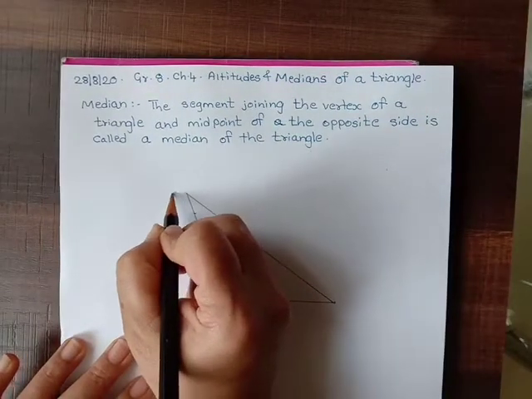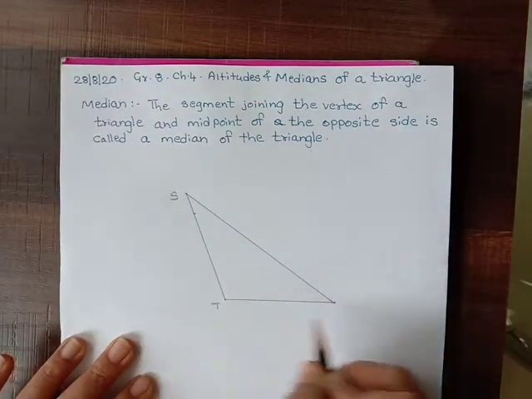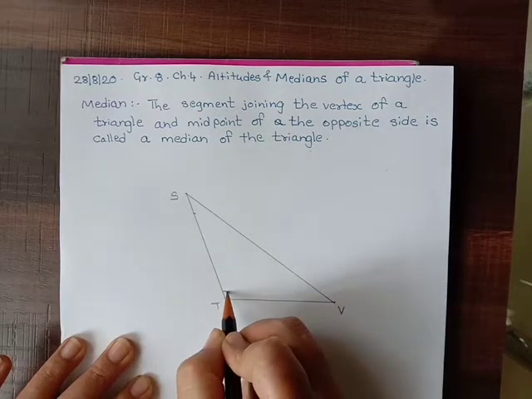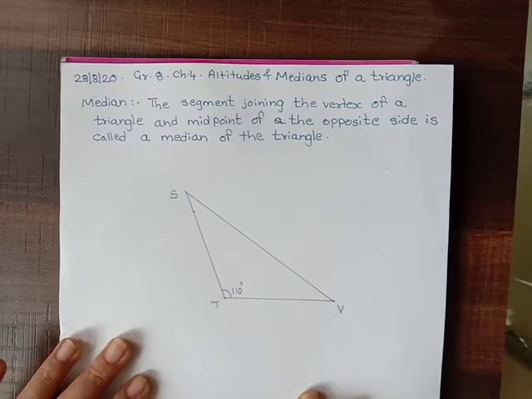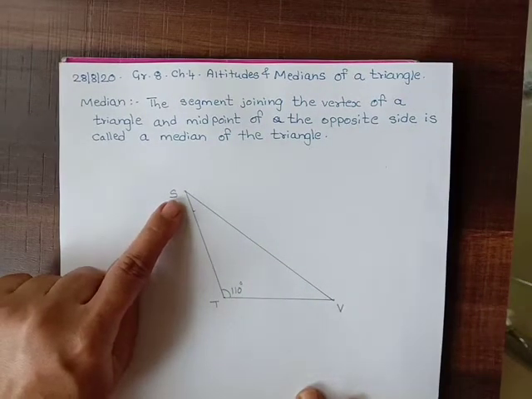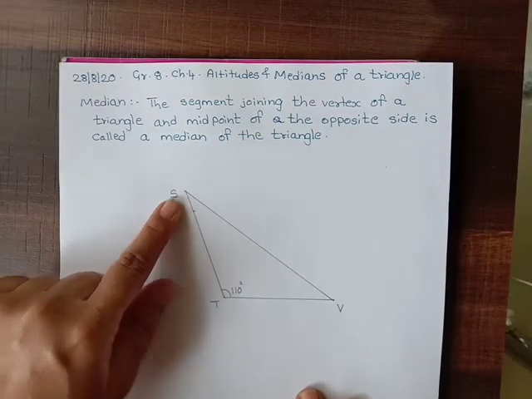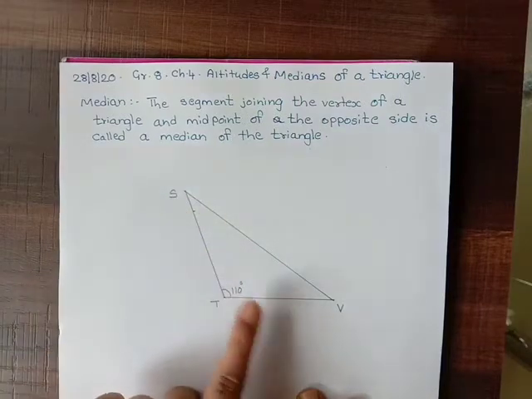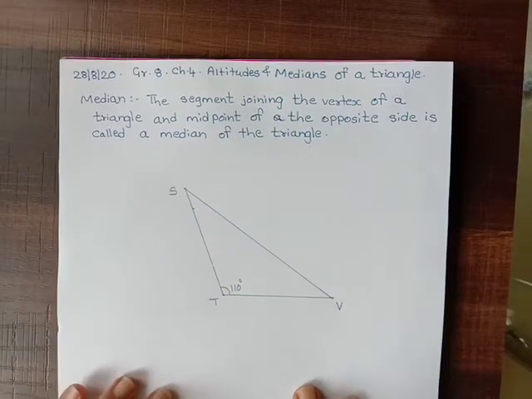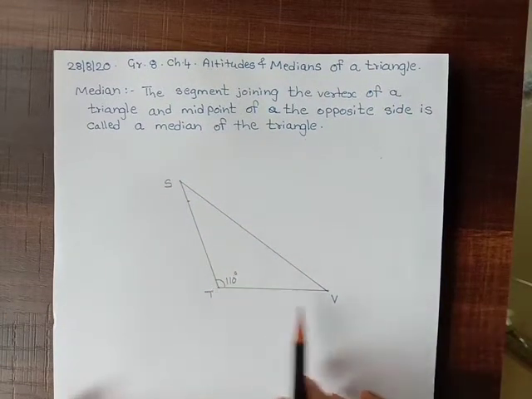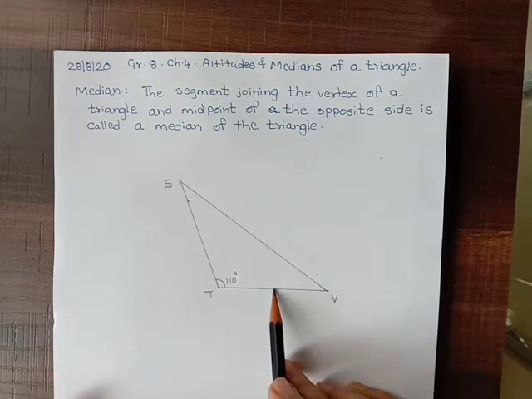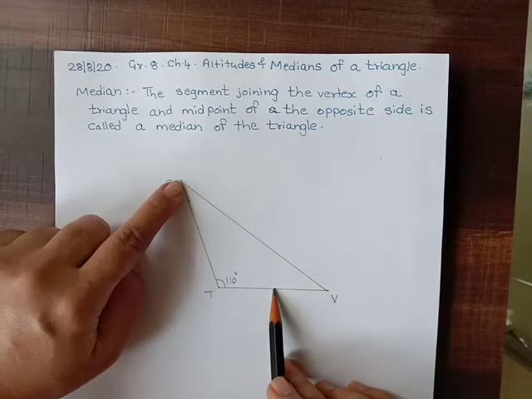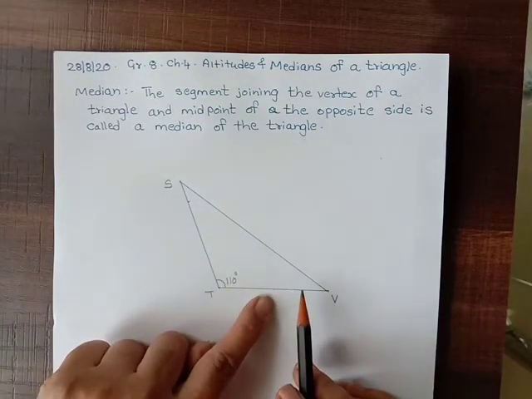Let us name it as S, T and V. Measure of angle T was 110. Now, if I consider vertex S of a triangle, which side is opposite to vertex S? Side opposite to vertex S is TV. So I have to find the midpoint of TV and that midpoint I have to join with S. The segment which I will get will be the median.